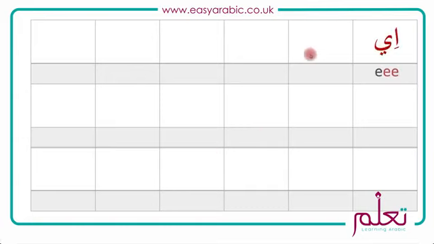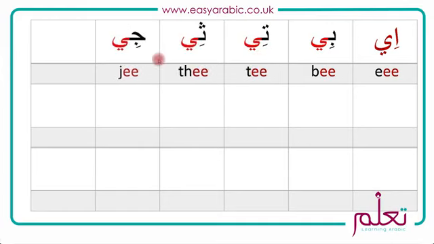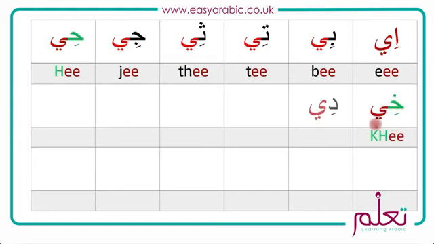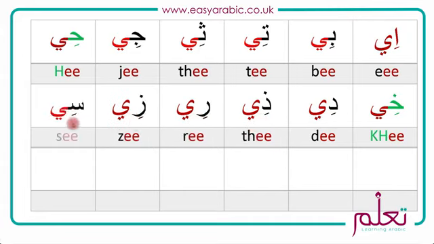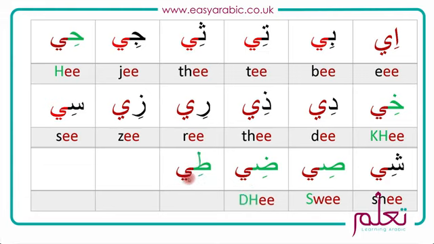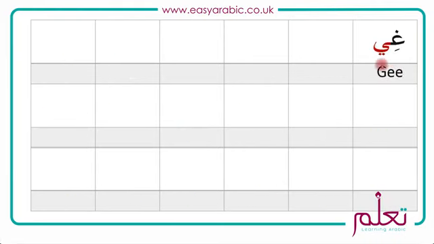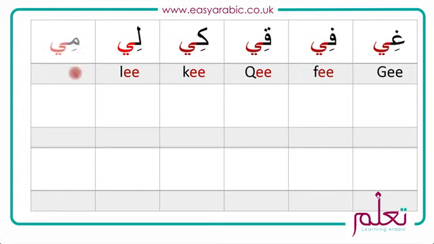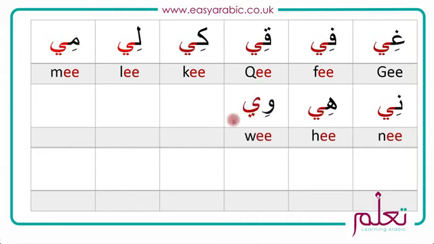First one is E, B, T, F, G, H, X, D, V, R, Z, C, Sh, C, V, 3, Z, I, G, F, Q, K, L, M, N, H, V, and U. Okay, so let's look at some examples.